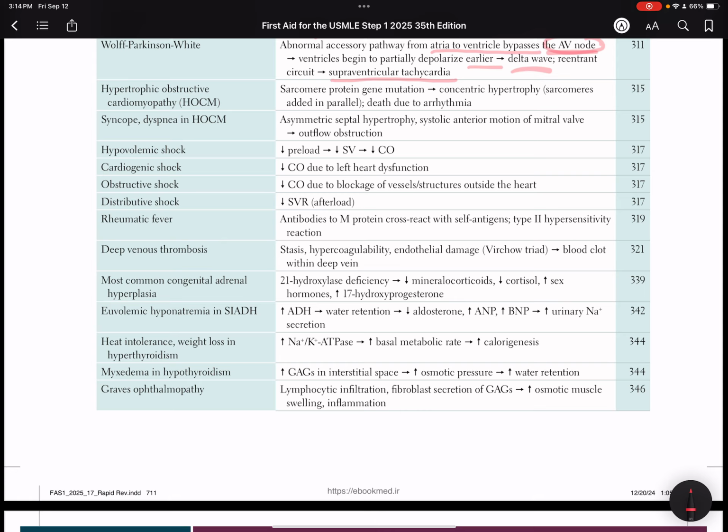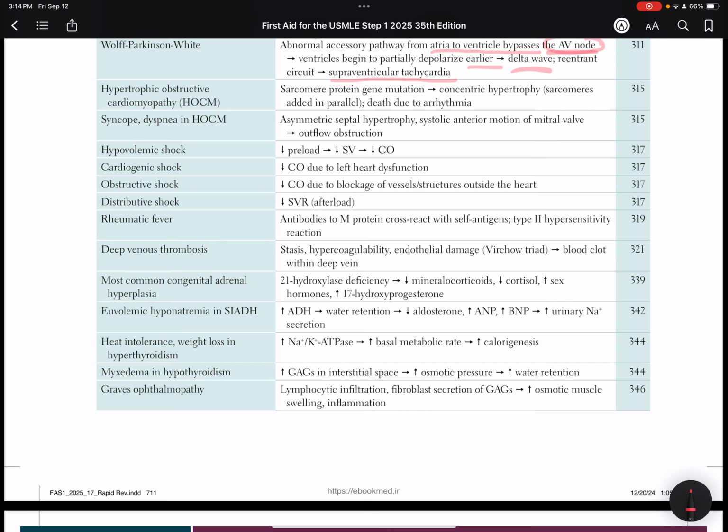Next is syncope and dyspnea in HOCM. When you see syncope and dyspnea in hypertrophic obstructive cardiomyopathy, that is because of asymmetric septal hypertrophy and systolic anterior motion of mitral valve causing outflow obstruction.